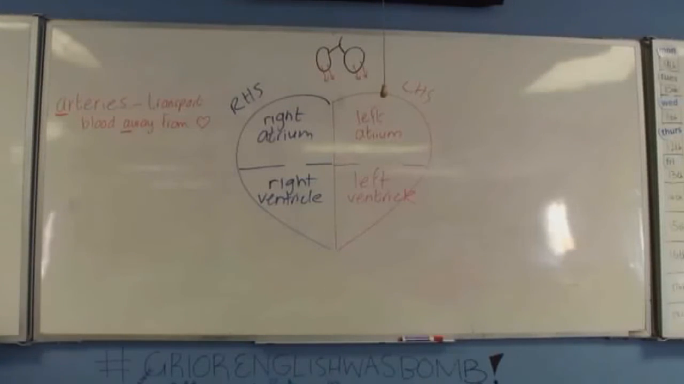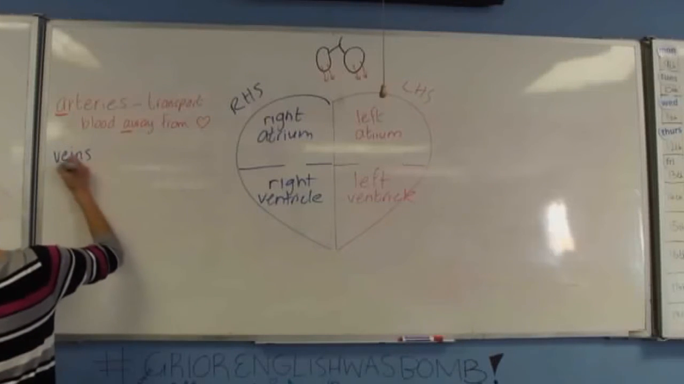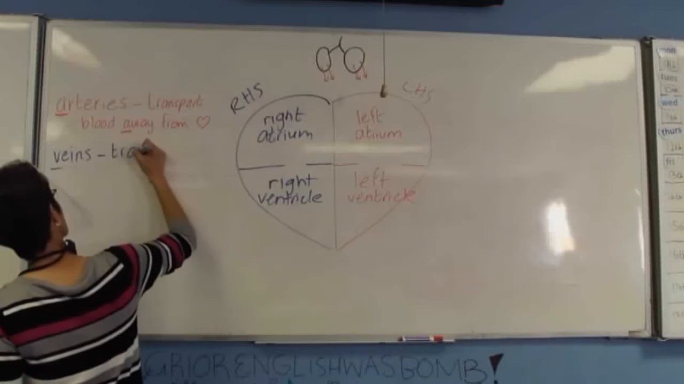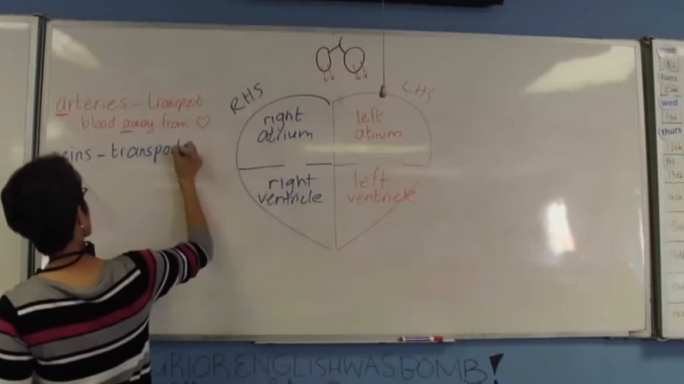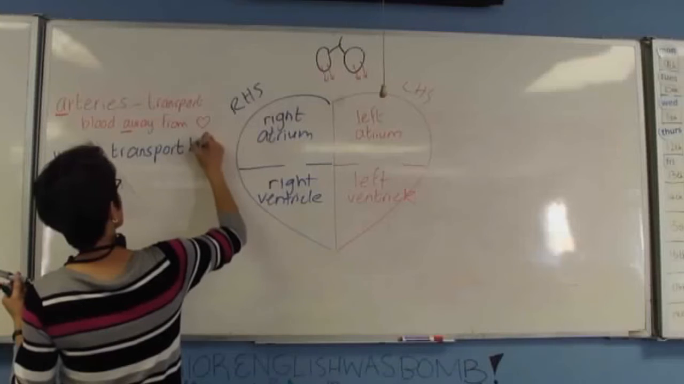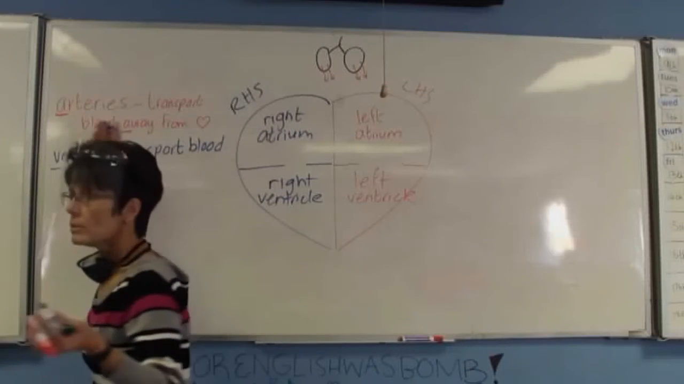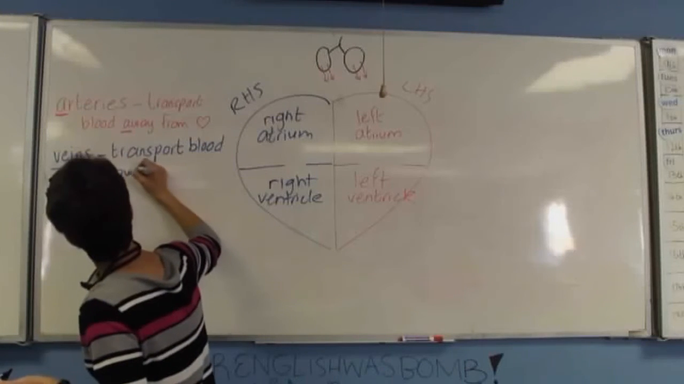What are the other blood vessels? Veins. Veins transport what type of blood? Deoxygenated. I'm drawing them in blue. They transport blood to the heart, or towards the heart.